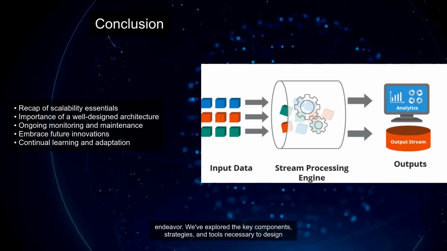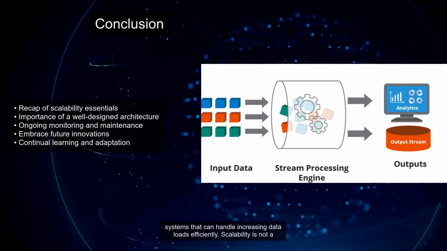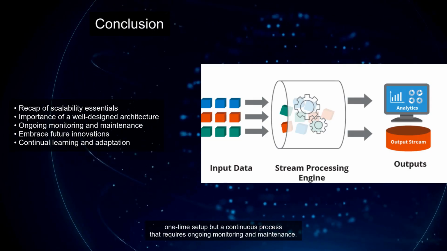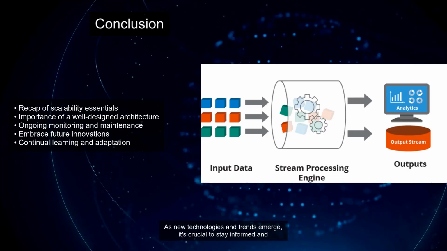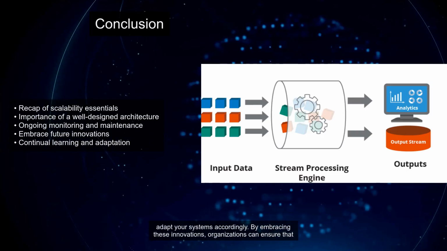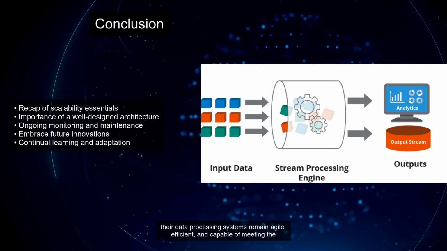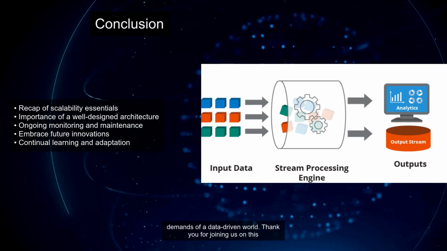In conclusion, building scalable stream processing architectures is a complex but rewarding endeavor. We've explored the key components, strategies, and tools necessary to design systems that can handle increasing data loads efficiently. Scalability is not a one-time setup but a continuous process that requires ongoing monitoring and maintenance. As new technologies and trends emerge, it's crucial to stay informed and adapt your systems accordingly. By embracing these innovations, organizations can ensure that their data processing systems remain agile, efficient, and capable of meeting the demands of a data-driven world.